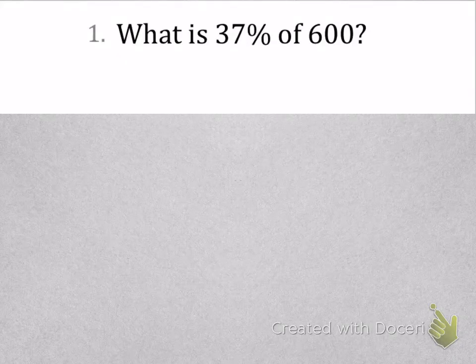Let's look at how we use our bubble method with percentages that are not on our bubble, ones that we need to build up gradually using our different bubbles. Here's a question like that. What is 37% of 600? 37% was not on our bubble diagram. However, we can use our bubble diagram in order to build that percentage up.